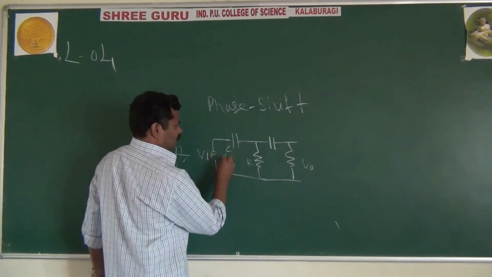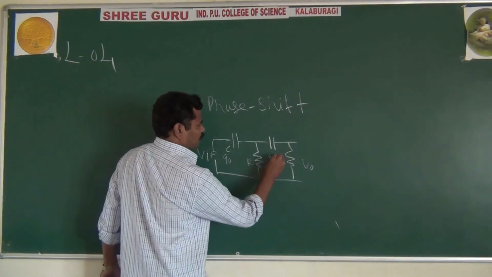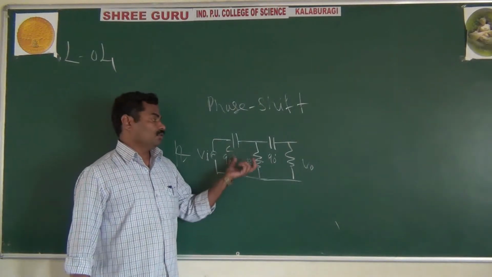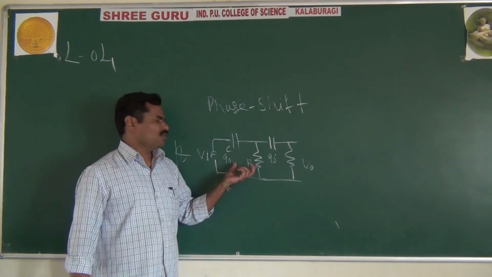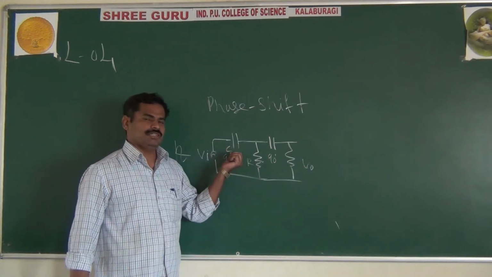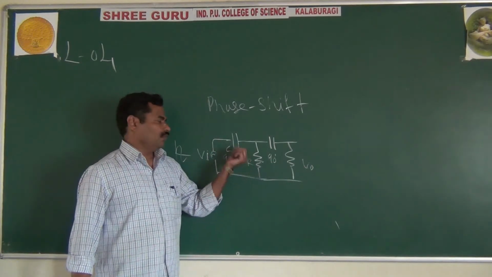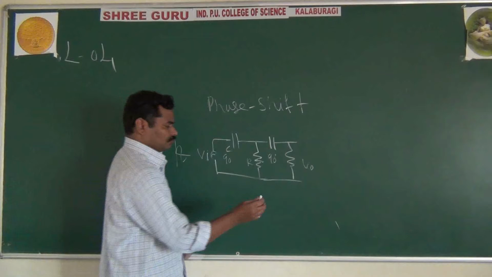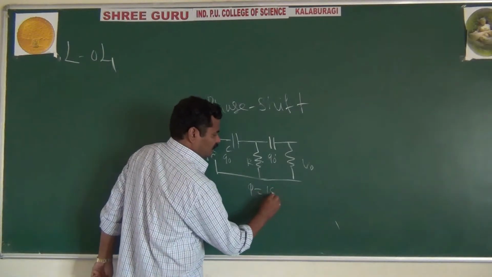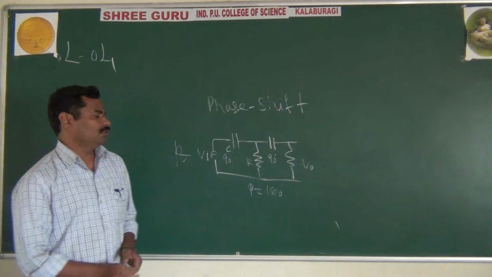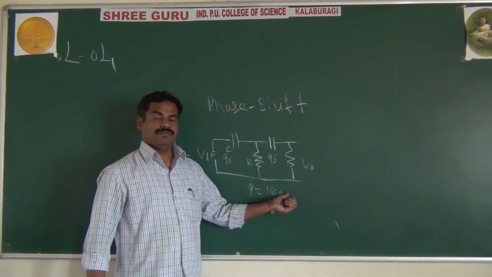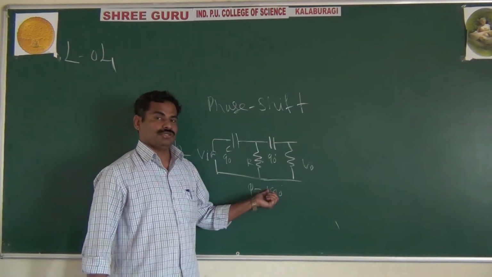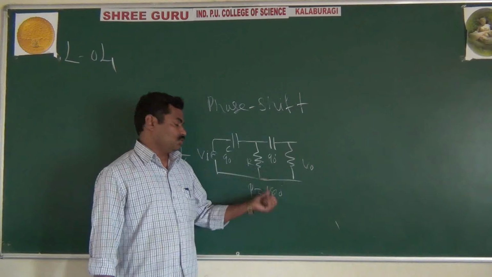Here it may give 90 degree, but still it is not exactly 90 degree, because I said it is maximum 90 degree. Or if you take two, you may get the phase angle 180 degree, but the gain is not stable. That's why you are not using the two R and C combinations. You are not using two RC networks because the gain is not stable.